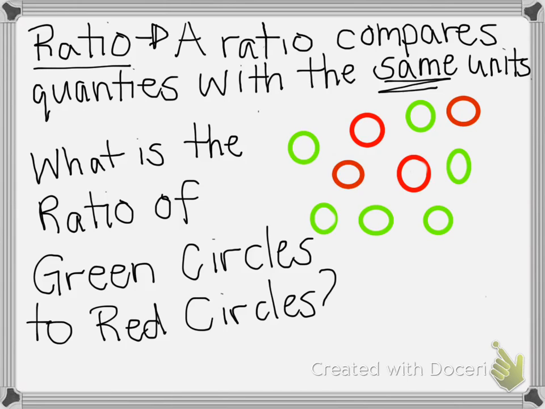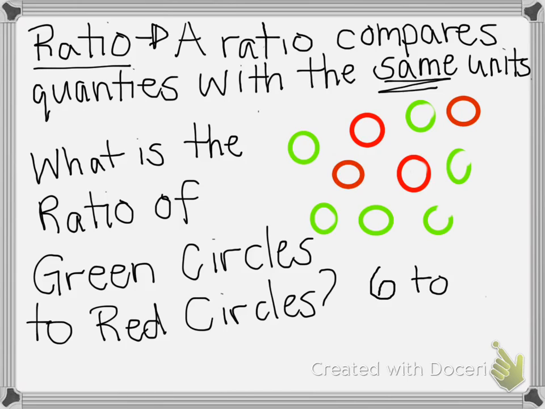So we're going to look at a group of objects. In this case, it's a group of circles. We have green circles and red circles. The question is asking, what is the ratio of green circles to red circles? So we'll start off by counting the green circles. We have 1, 2, 3, 4, 5, 6 green circles. So our first number is 6.